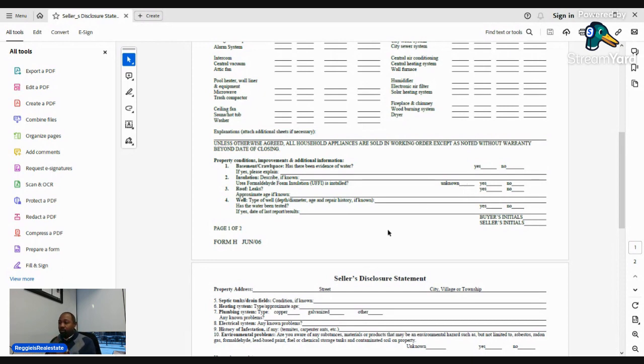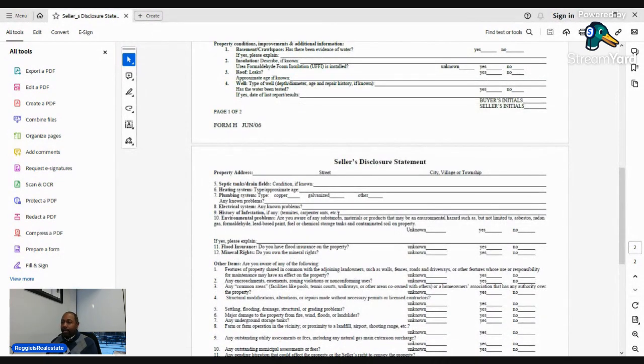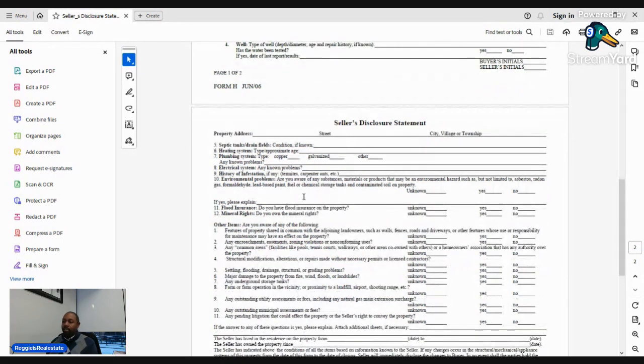They ask you about your well. If you have well water, they're going to ask, has it been tested? Septic tanks, they're going to want to know about your heating system. Is it forced air? Is it boiler, steam, electric? And is it working? Plumbing system, do you have copper, galvanized, or other? And has there been any known problems with the plumbing? Electrical system, you see that here.